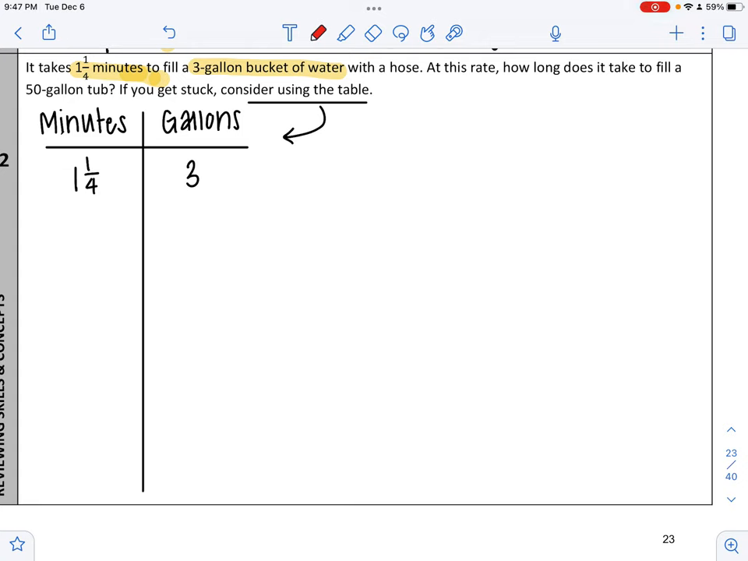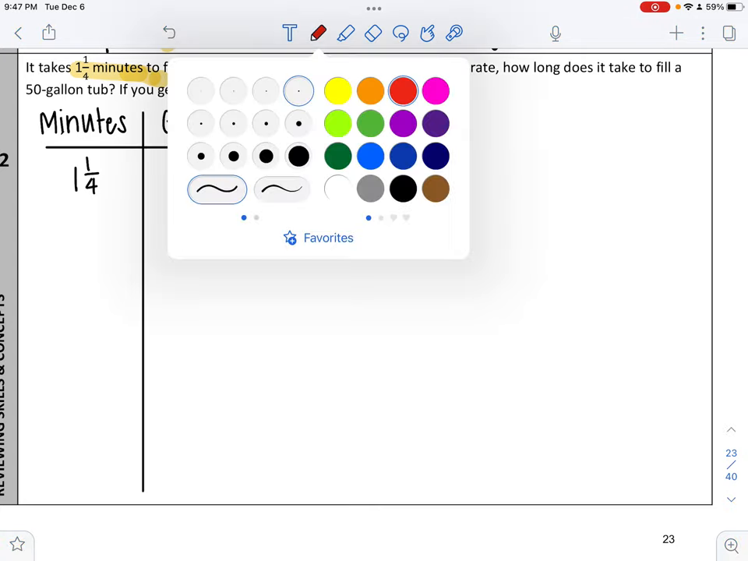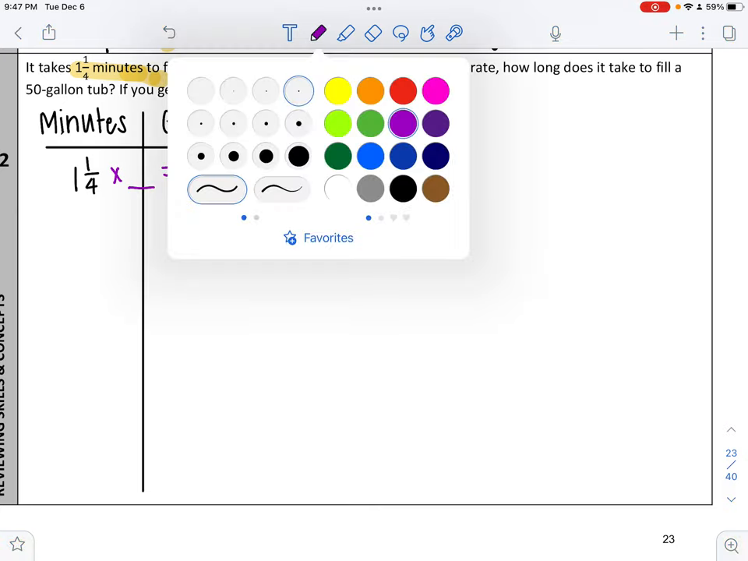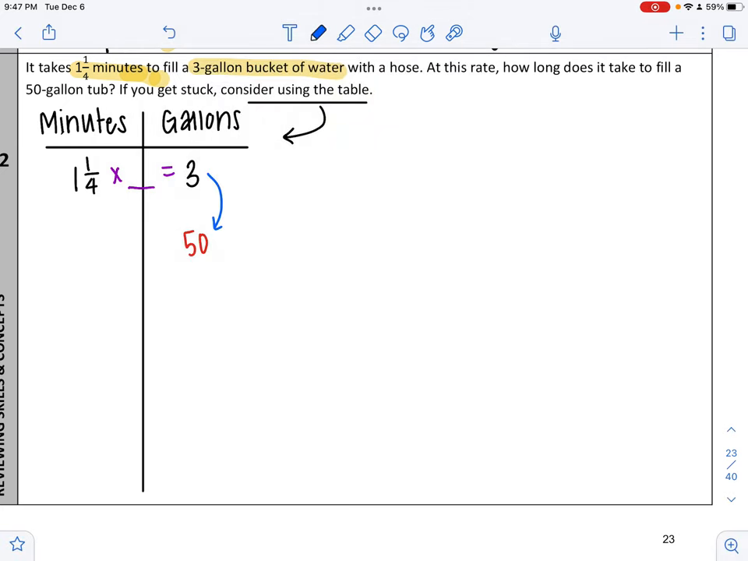And if I know that it takes 1 1/4 minutes to fill 3 gallons, I can determine how long it takes to fill 50 gallons. I can do that in two different ways. The first is I can figure out what I'm multiplying minutes by to get gallons. 1 1/4 times something equals 3. The other thing that I could do is figure out 3 times what equals 50 and multiply 1 1/4 times the same thing.